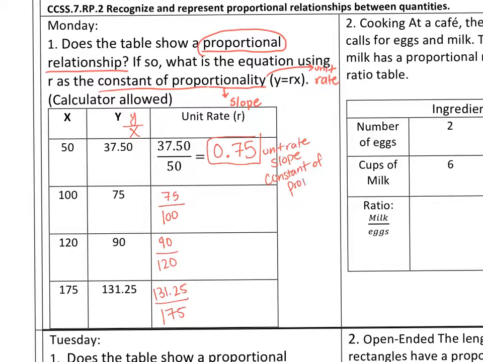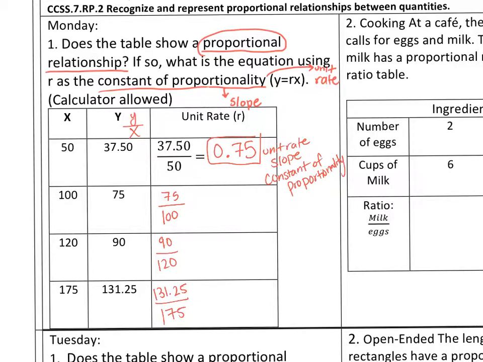Yes, I want you to write it because it's something that you're going to see constantly. Constant of proportionality. They all mean the same thing, but unit rate is more used in 7th grade. In 8th grade, you'll see the word slope a lot more. Constant of proportionality, you'll see in both. It's just important to know that they're all equivalent. They're all applied differently. That's why we have 3 different versions of it.